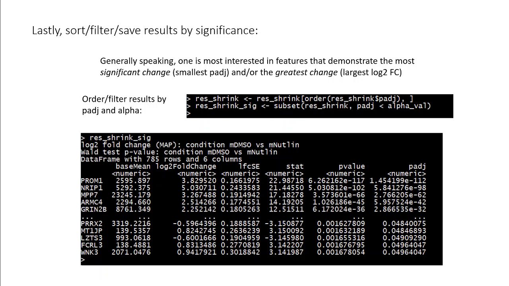Finally, the results can be sorted and/or filtered, say by log fold change or adjusted p-value. Results can be saved either to an R data file or exported to a CSV for further downstream analysis and visualization.